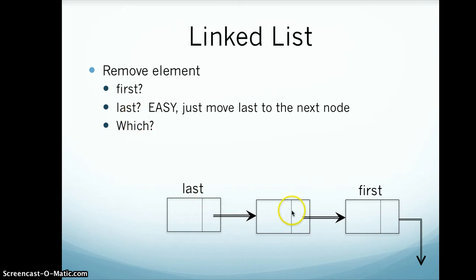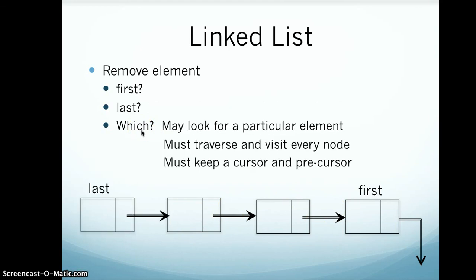Now, if it's not the first, and it's not the last, then which element am I going to be getting rid of? Okay, so I have several options. I can look for a particular element within my list. For that, I must traverse and visit every node. So I'm going to go through the list and visit every node, checking what is in there. And remember what we say? We must keep a cursor and a precursor. Okay, so that's much for removing the element. Right now, I'm going to pause right here and we'll continue on video 2.